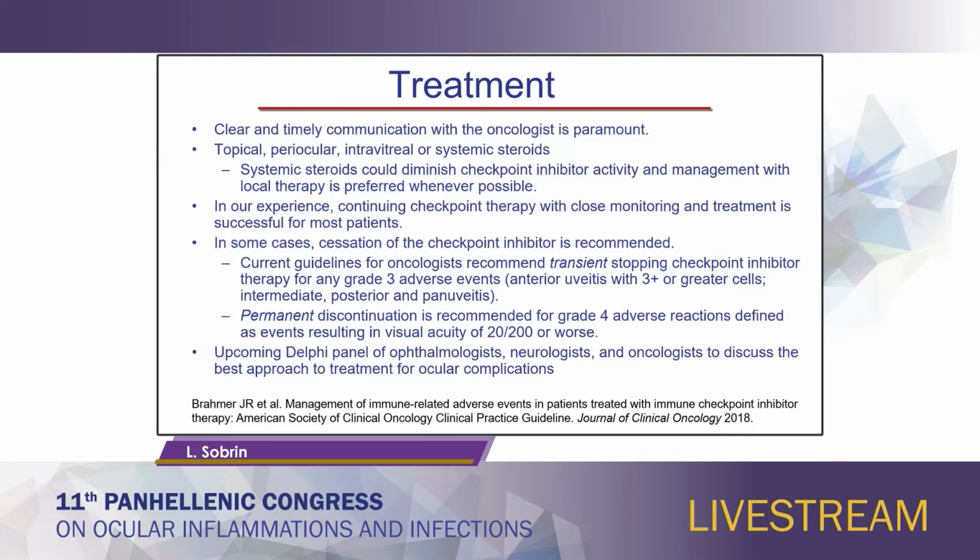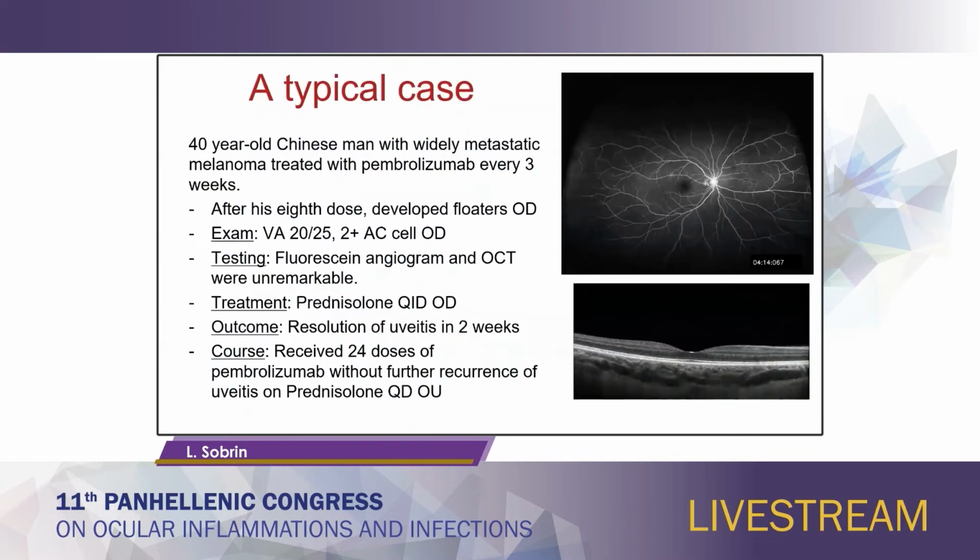There are some cases where the clinical practice guidelines suggest permanent discontinuation, that is in grade 4 adverse events, which are defined as resulting in visual acuity of 20/200 or worse. Because these guidelines don't always match with what uveitis specialists think is needed in practice, we have convened a Delphi panel of ophthalmologists, neurologists, and oncologists to discuss the best approach to treatment for ocular complications. So now we'll go through a few cases.